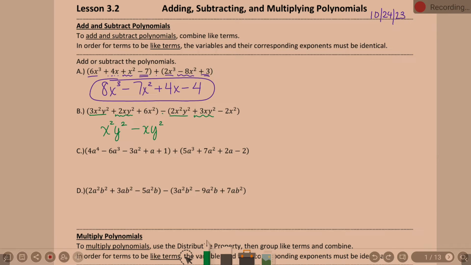And 6x squared minus negative 2x squared is? 6 minus negative 2? Plus 8. Plus 8x squared.